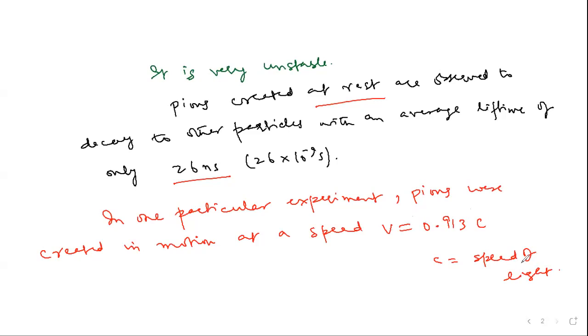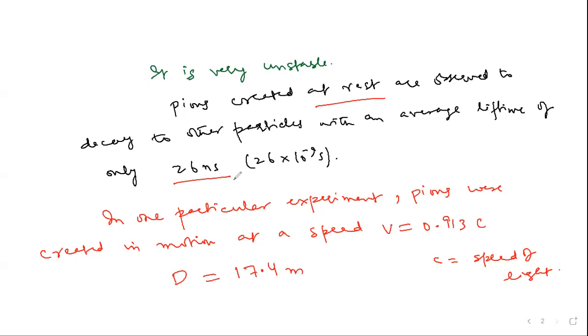Now in this case, they were observed to travel in the laboratory an average distance of d equal to 17.4 meters before decaying. I repeat, when these pions are created at rest, they live on the average for 26 nanoseconds.